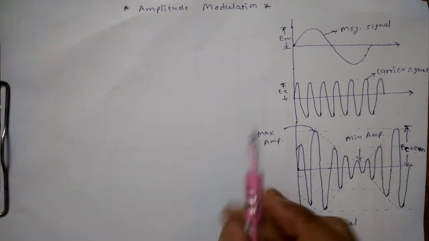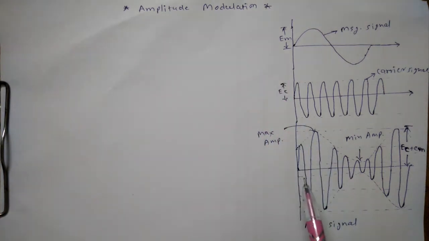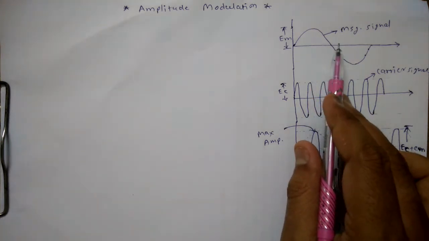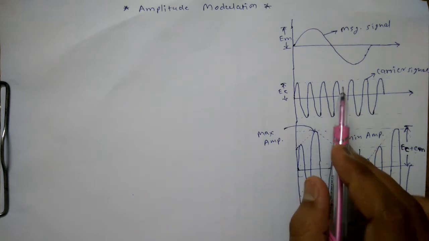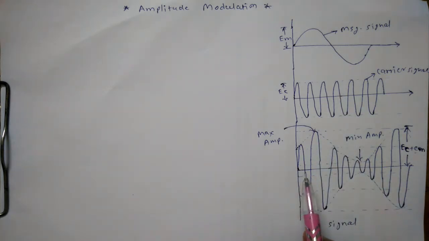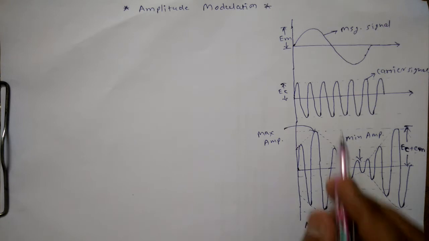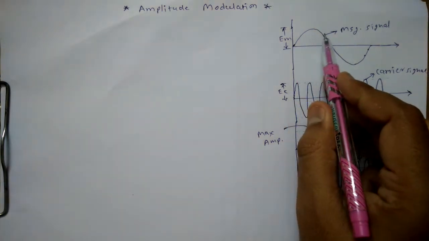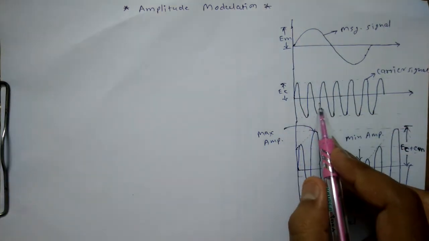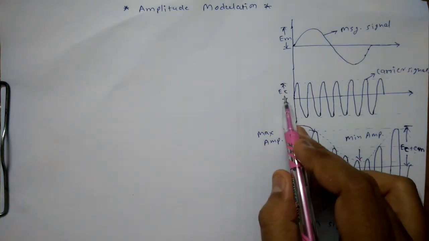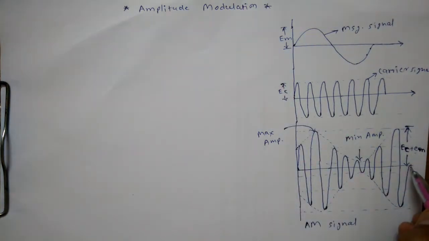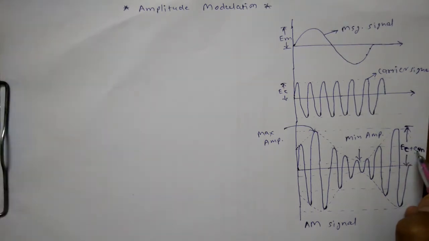To understand the equation for this modulated signal, we have to write the equation for the message signal, the equation for the carrier signal, and then from that we will try to get the equation for the modulated signal, right? So here we can see that the maximum amplitude of the modulating signal is EM, the maximum amplitude of the carrier signal is EC, while the maximum amplitude of the modulated signal will be EC plus EM.